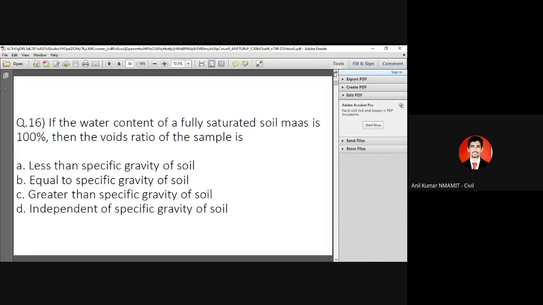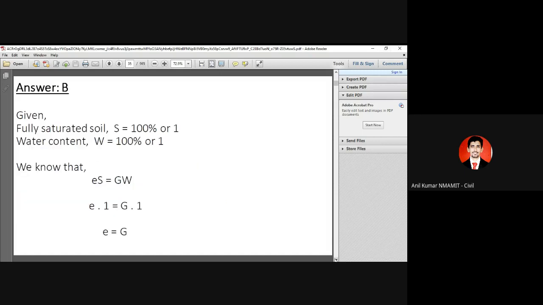Clear? Okay. Now we'll go with the next one. I believe Nitin and Manjunath, you can just note down how to solve this problem. For a fully saturated soil sample, S is equal to 100%, or 1. Water content W is also 100% because it is fully saturated, so the value is 1. Next, we know that ES is equal to WG. Use this equation and find the answer. Clear? Okay, fine. Let us go with the next one.